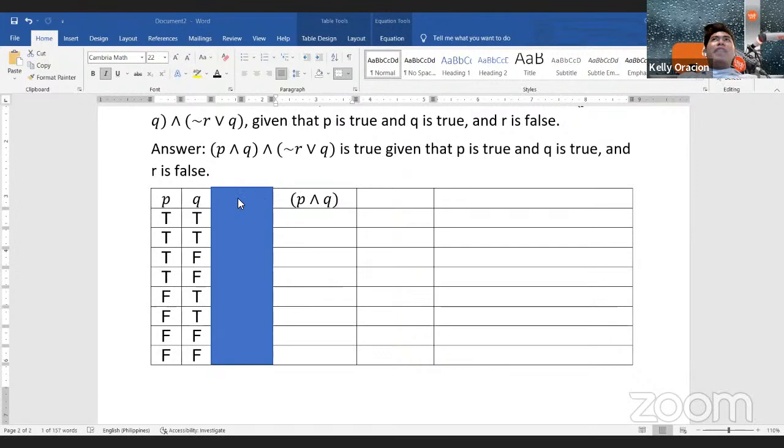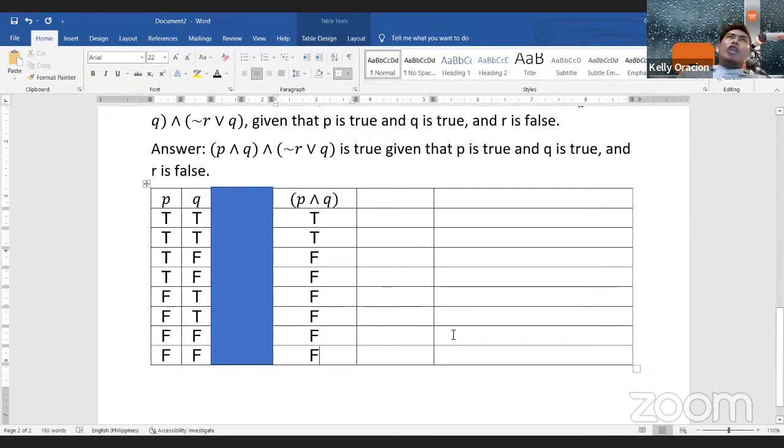So in this table, P and Q are true, which means this one is also true. P and Q are true, this one is true also. Now, true, false: it is false right away. True, false, false then. False, true, false then. False, true, false then. And these two false, automatically false. And that is the truth table of P and Q in this situation.